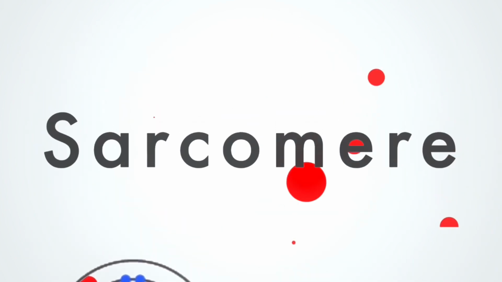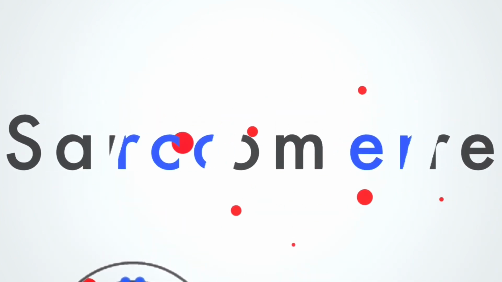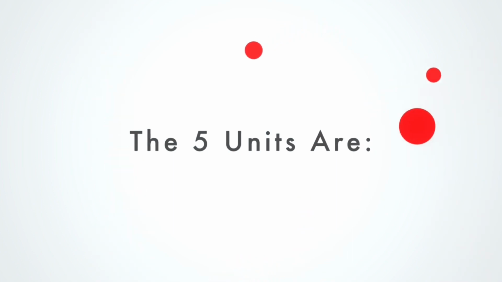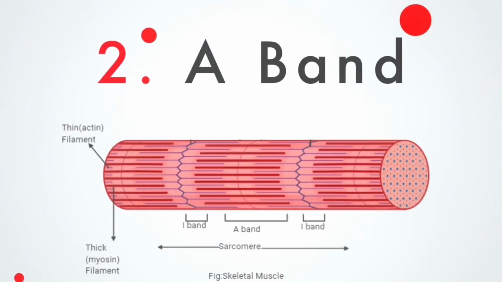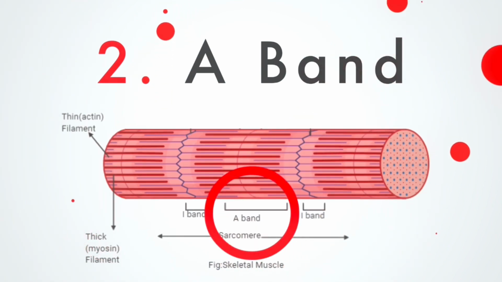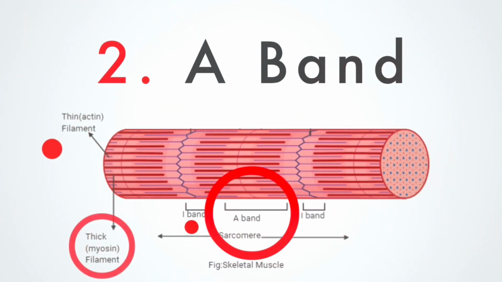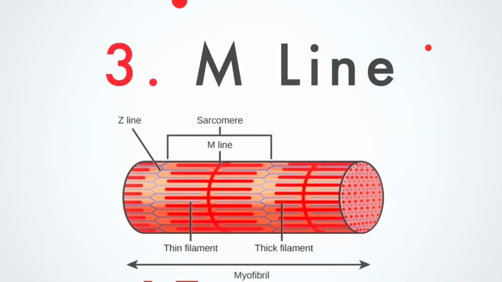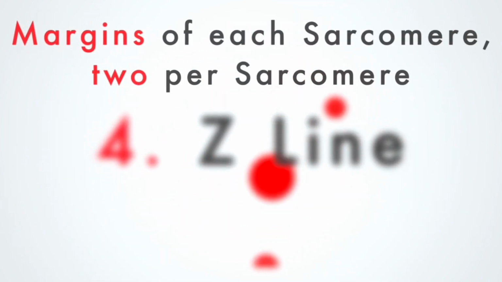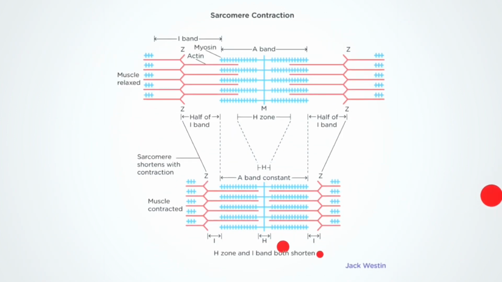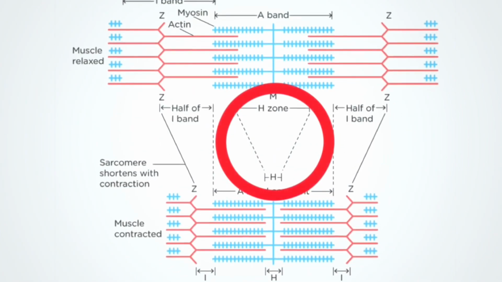The sarcomere can be divided into 5 different units. The 5 different units consist of the I band, which contains only thin filaments, the A band, which is found at the center of the sarcomere, which contains both thick and thin filaments, the M line, which contains myomesin, which is a protein found in the middle of the sarcomere, the Z line, which margins the entire sarcomere, where it creates the end zones, and the H zone, which contains only thick filament.